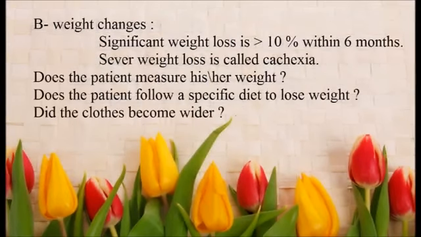The second thing in the constitutional symptoms is the weight changes. Significant weight loss is more than 10% of the body weight within 6 months. Does the patient follow a specific diet to lose weight? And did the clothes become wider? Vomiting can be associated with weight loss.